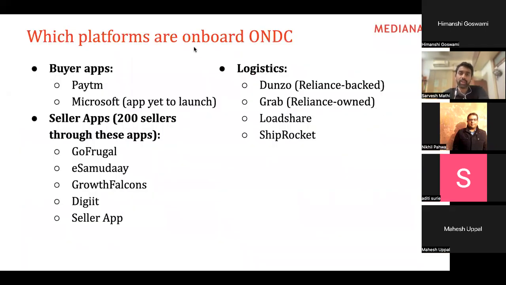Coming to the current status of ONDC, these are the apps that are already on board ONDC and are in the pilot phase. They have been providing services, making deliveries, allowing orders. In the buyer space, we have Paytm. And today, just this morning, Microsoft announced that it will be launching a buyer app soon, and they want to focus on social commerce. When it comes to seller apps, we have these 5 main apps, and so far, about 200 sellers have been onboarded through these apps. In logistics, we have Dunzo and Grab, both Reliance-backed companies, which are providing last mile delivery services for local deliveries. And then we have Loadshare and Shiprocket, which are taking care of longer distance deliveries.